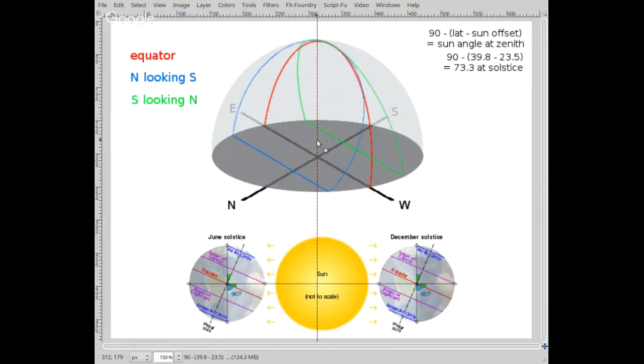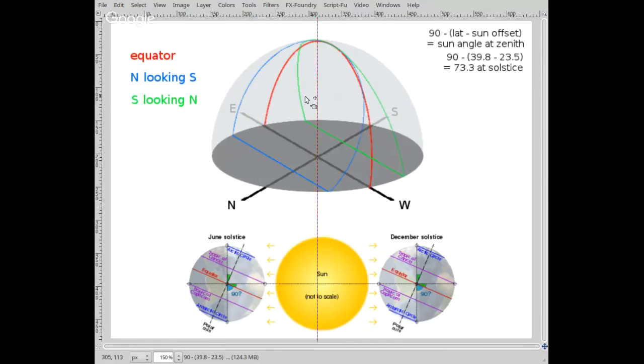Now, say you're at the Tropic of Capricorn down here, at the solstice, you should see the sun not only 90 degrees, but rising directly east or west. Now, if it's a circular path, the sun is going around here in a circle.